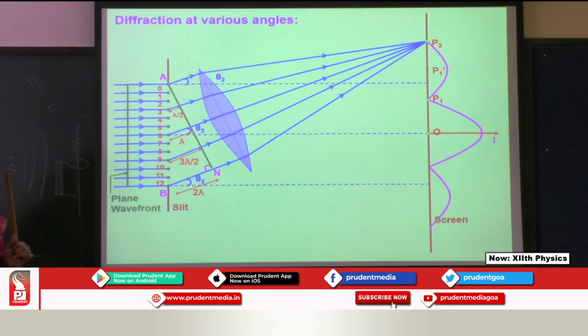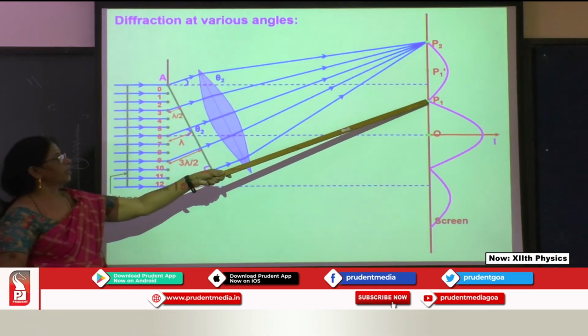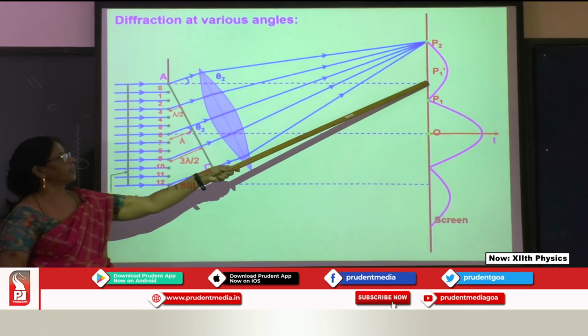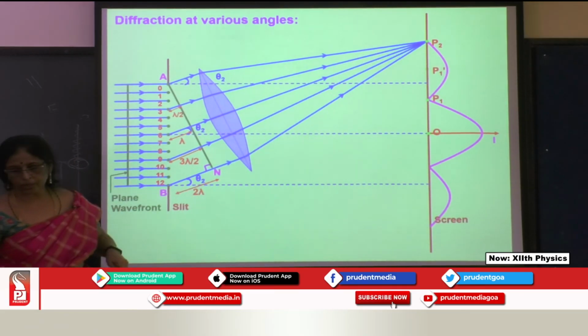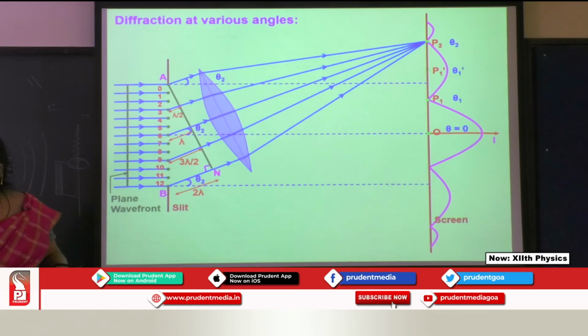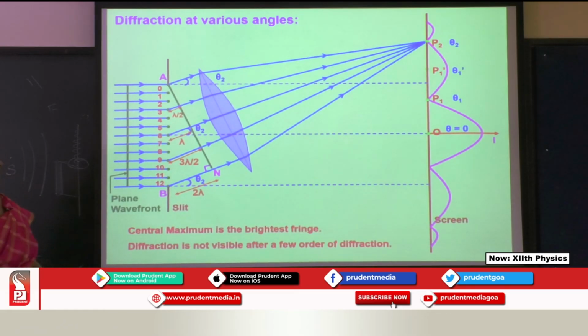Okay, so when you draw the fringe, the intensity is maximum at the center, and then it becomes 0, and again it increases here, of 1/3 intensity, and then it becomes 0. So this is what we have over here. These are the different angles. So the central maximum is the brightest fringe.